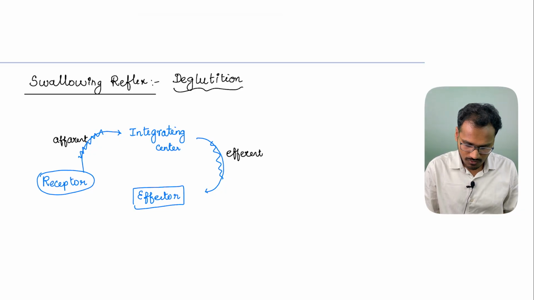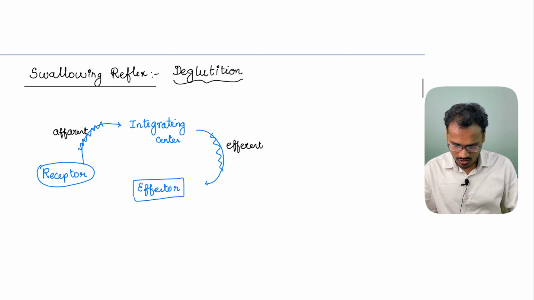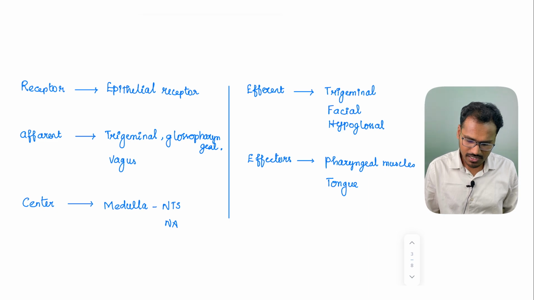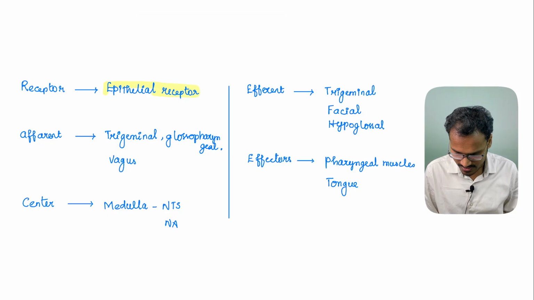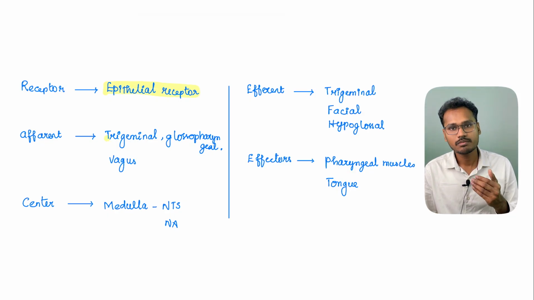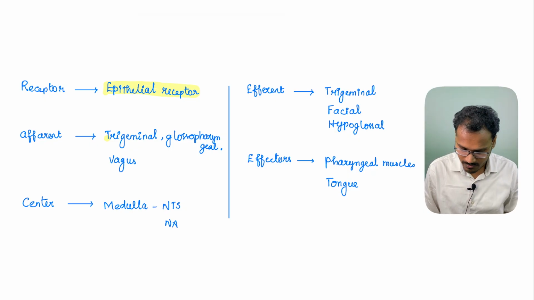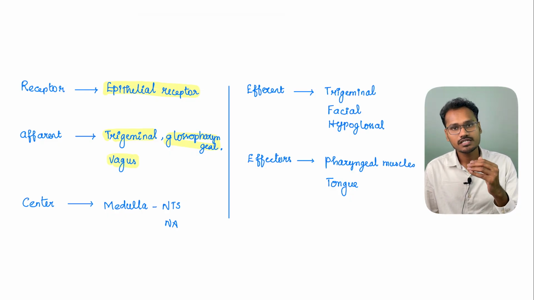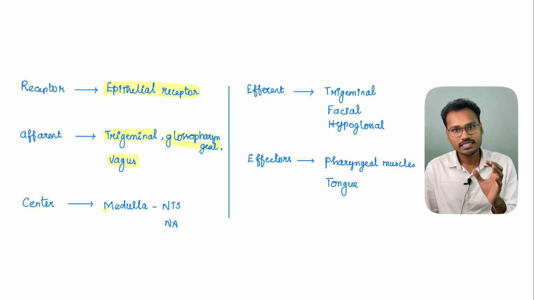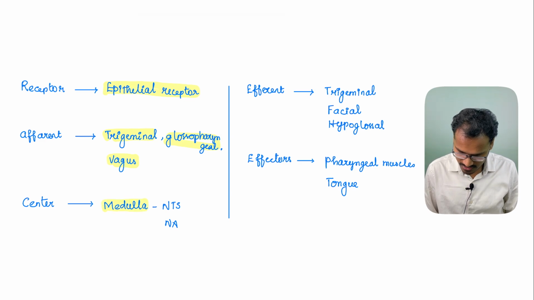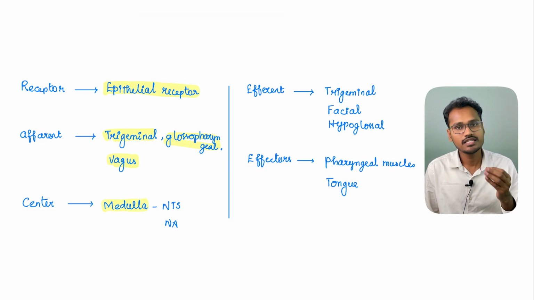Now let's try to understand what happens in this swallowing reflex. First, the receptors are nothing but the epithelial receptors present in the oral cavity. They will sense it. Next, when you are chewing something and trying to swallow it, the afferents from the trigeminal nerve, glossopharyngeal nerve and vagus nerve, all these nerves which are present at the back of the tongue as well as the pharynx, will get initiated. From here, they will send it to the brain and reach the integrating center in the medulla. So the medulla is the integrating center, and there are two important nuclei where these reflexes will go and reach.